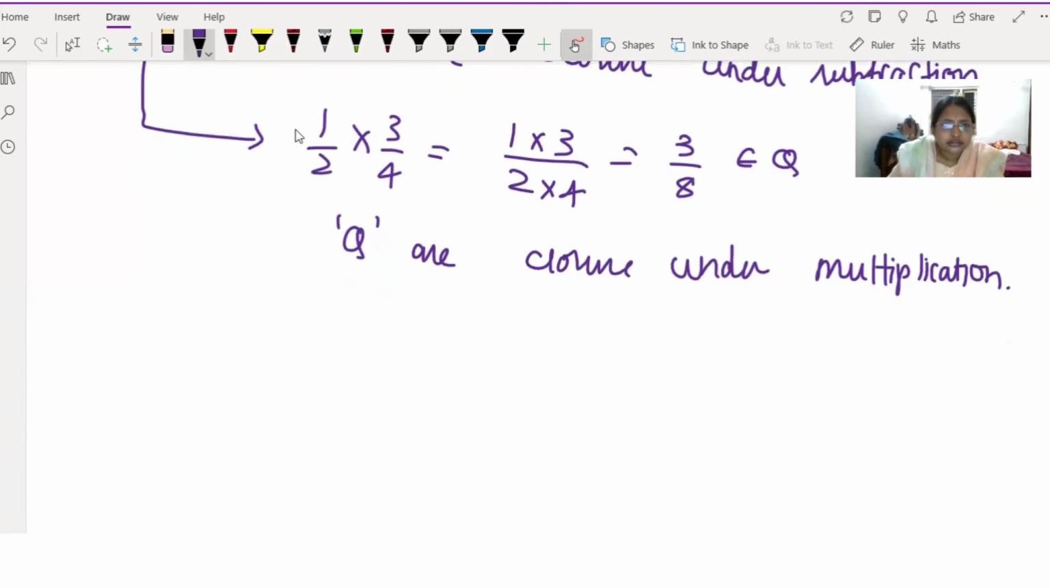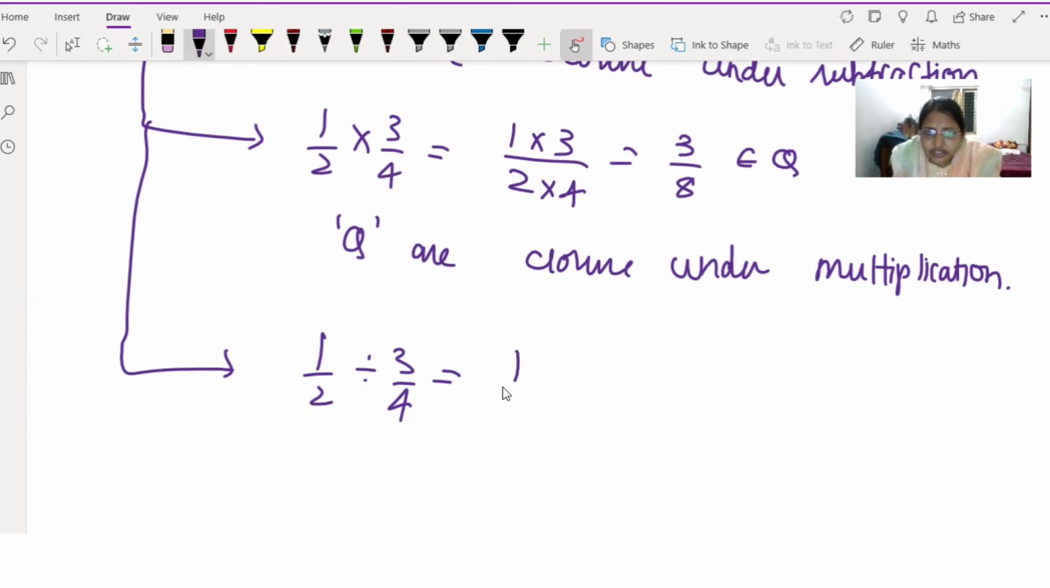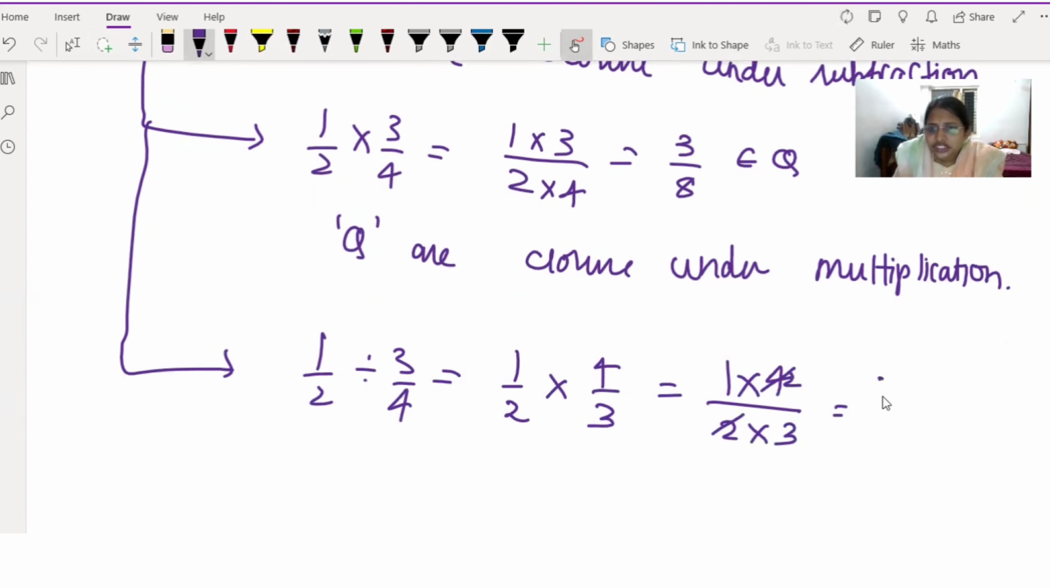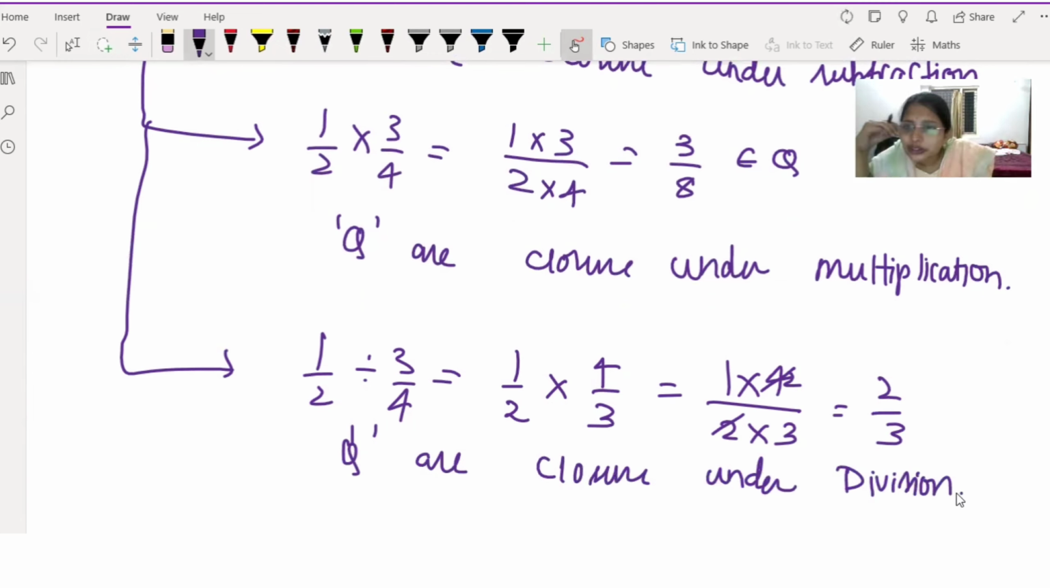Let us check for division. Write the first rational number as it is. Division becomes multiplication, and the fraction becomes its reciprocal. Now it is like multiplication. Product of numerators by product of denominators: 2 ones are 2, 2 threes are 6. So it is 2 by 3. By dividing two rational numbers, we obtain rational numbers. So rational numbers are closed under division also. Rational numbers are closed under all the 4 operations. Are you clear with closure property?